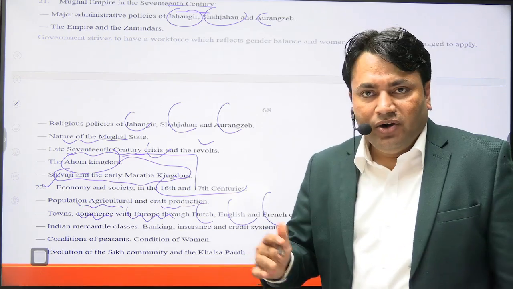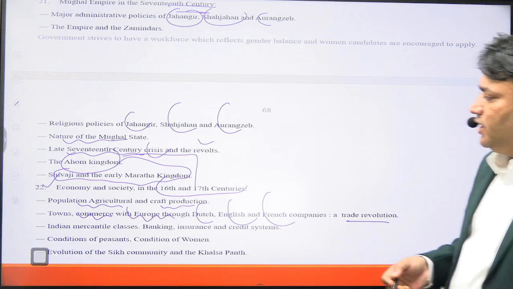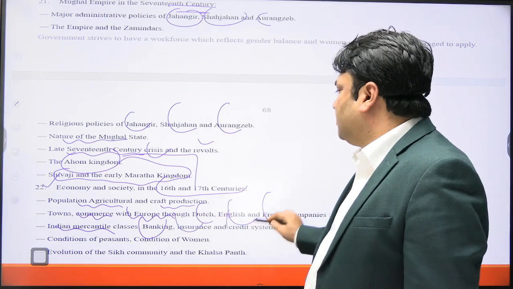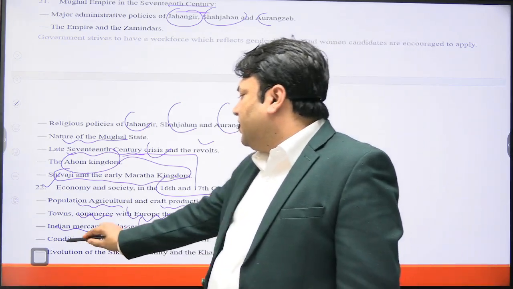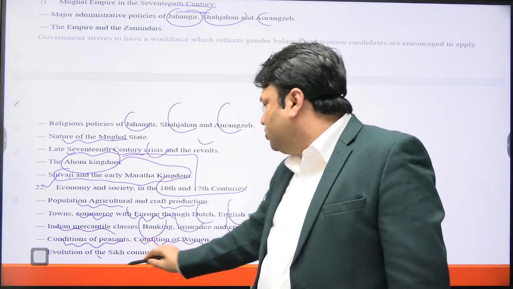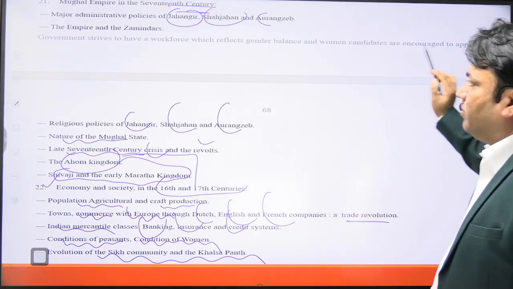We are doing trade and commerce, so that is a kind of trade revolution. We need to study about the Indian mercantile classes. We need to study about the banking, insurance and the credit system, and at the same time we need to study about the conditions of peasant, condition of women, evolution of the Sikh community and the Khalsa Panth. All these topics we need to cover.